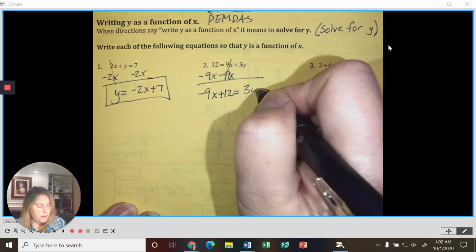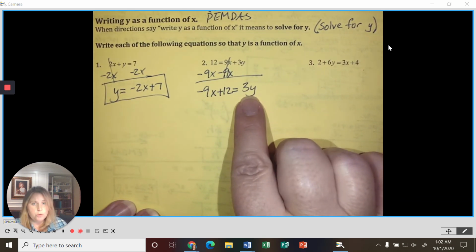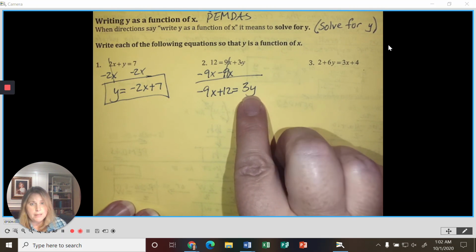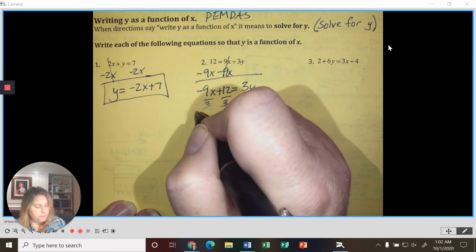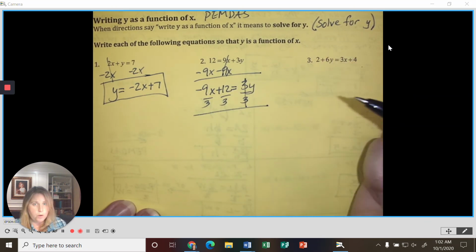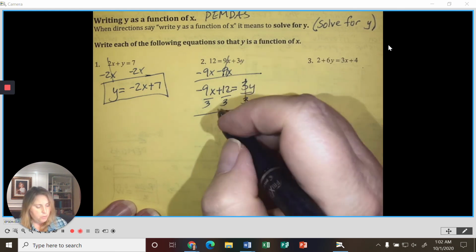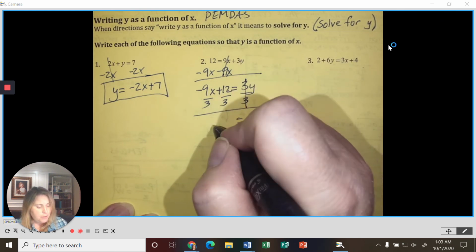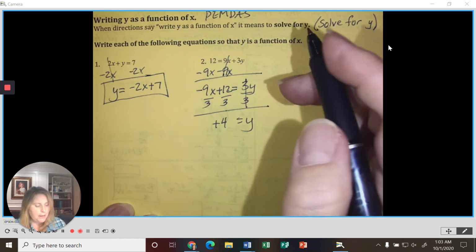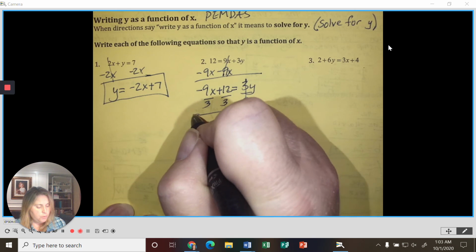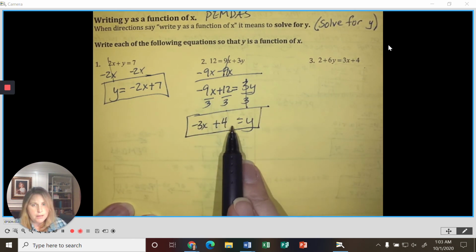Bring down the 3y. Okay, then we're moving on to multiplication and division. Is our variable term y being multiplied or divided by anything? Yes, it's being multiplied by 3, so we divide by 3. 3 divided by 3 is 1. So we have 1y equals 12 divided by 3 is 4, and that's a positive 12 divided by a positive 3, so it's a positive 4. And a negative 9x divided by a positive 3 is a negative 3x. So we get y is equal to negative 3x plus 4.